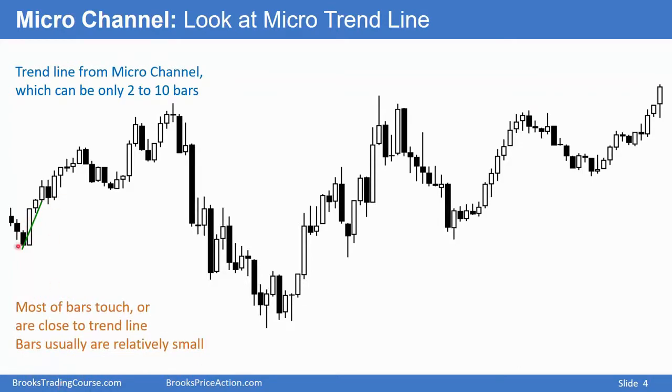When you have a micro channel like this and you're starting to draw a trend line connecting the lows of this bar with that bar, that's horizontal, this bar or this bar and then this bar or that bar. It's a very tight channel. Most of the bars touch the line. Most of the bars are close to the line. And the bars are often very small, as they are here.